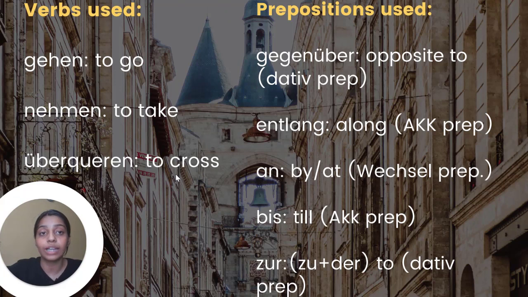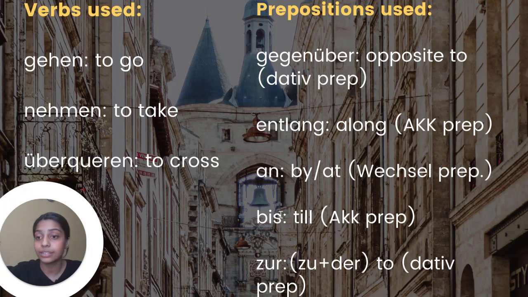Let's also have a look at the prepositions that we used. Gegenüber means opposite to, and it is a dative preposition, as I said. Entlang is an accusative preposition and it means along. An means by or at, and it is a Wechsel preposition. So it lies in the third category of prepositions, that is Wechsel prepositions.